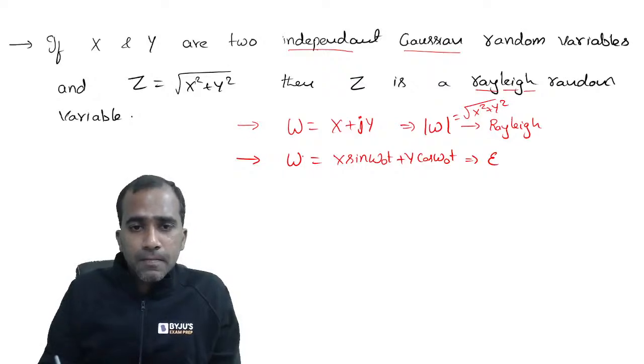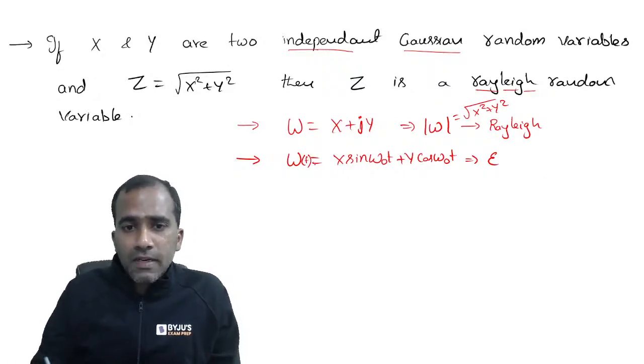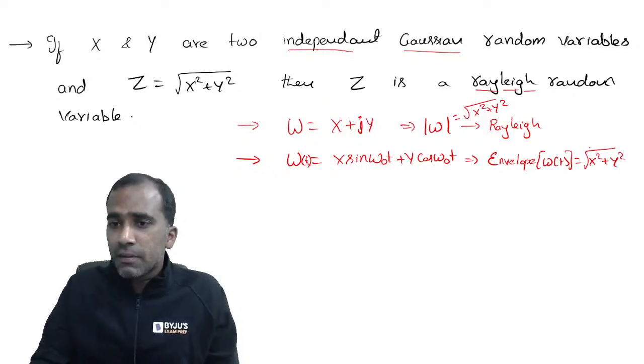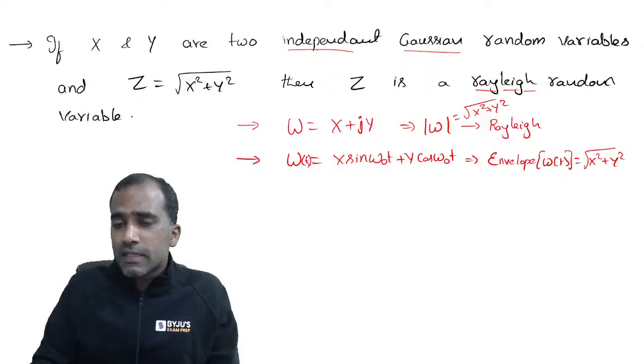W of t, let's say, because this is a time signal, so it's a time varying signal. So this is some time varying function. So then how about the envelope of w of t? Envelope of w of t is also nothing but root of x square plus y square. If you know how to find envelope, you'll know why I've written this in this manner.